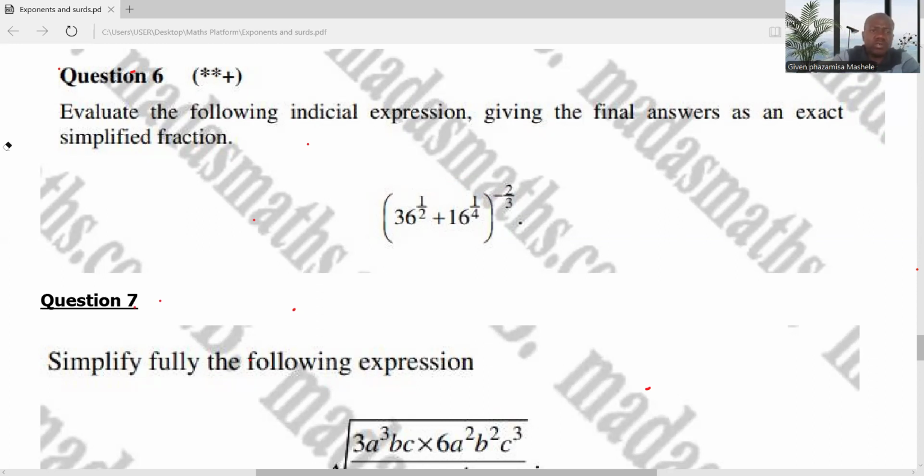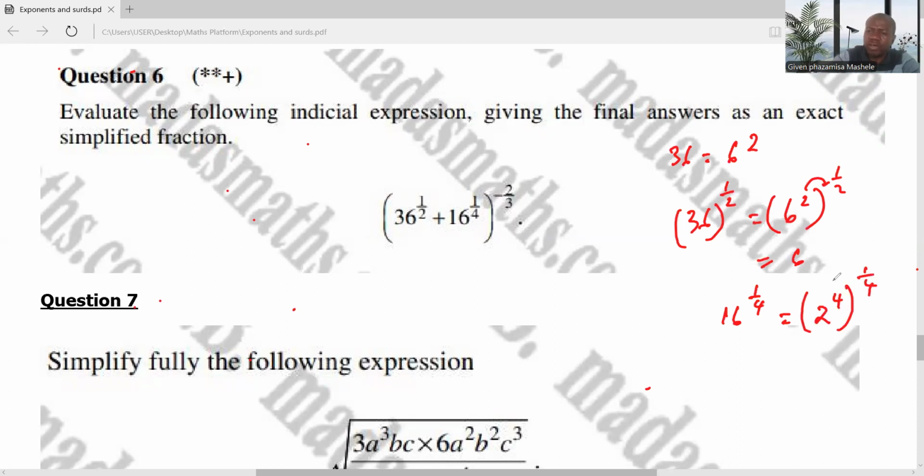So first, what you have to do is you need to expand 36. 36 is the same as 6 squared. And since you have 36 to the exponent of half, this will be 6 squared to the exponent of half. And you multiply the powers. 2 times half is 1, so it's 6. Then the same applies, 16 to the exponent 1 over 4. You change 16 to the base of 2, 16 is the same as 2 to the power 4. But still there is 1 over 4 there. And you multiply these two now. 4 multiplied by 1 over 4 will just give me 1. So the answer is 2.